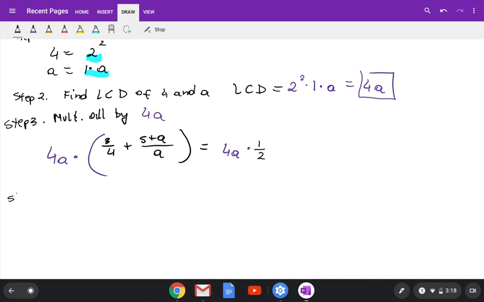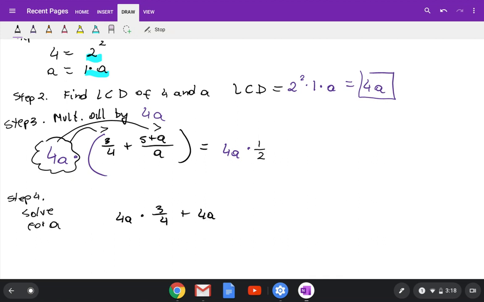Step 4, solve for A. So what you need to do, you guys need to remember that you have to distribute 4A to both fractions. So we're having 4A times 3 over 4 plus 4A times (5 plus A) over A equal 4A times 1/2. So again, when you have a whole number, you multiply by fractions, so you multiply the numerator by that whole number. So that will be 4A times 1 over 2.